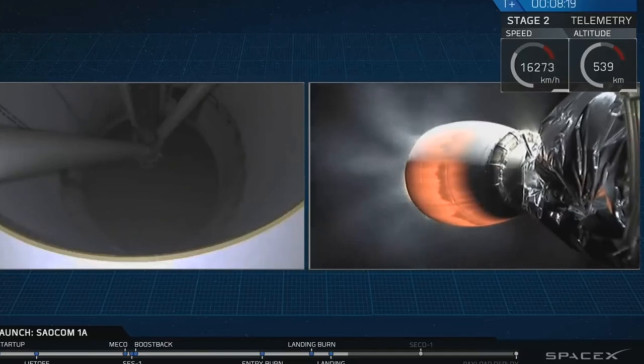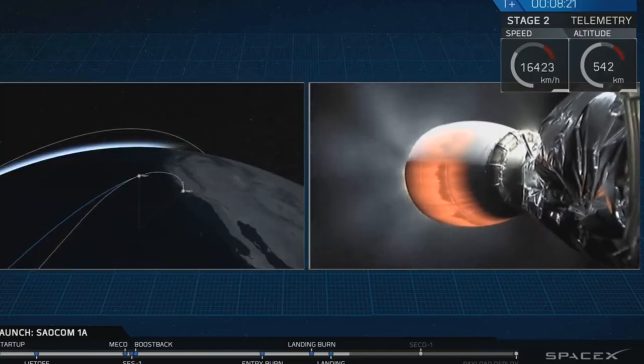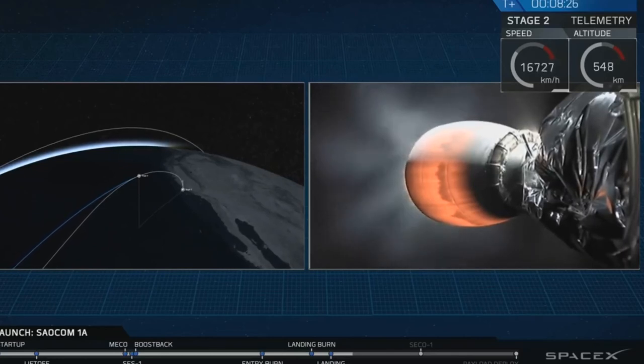We're all extremely excited. Like I said, most of our team is at the launch site right now, and they must be over the moon. So that is awesome.